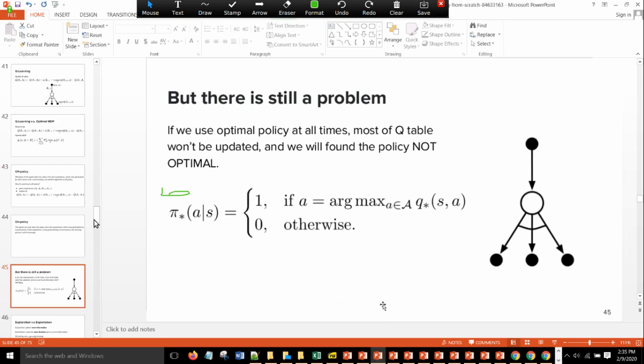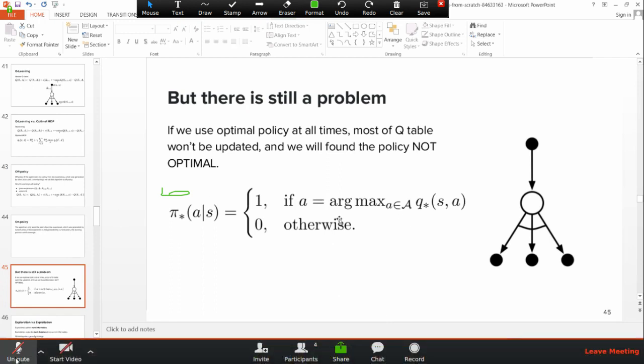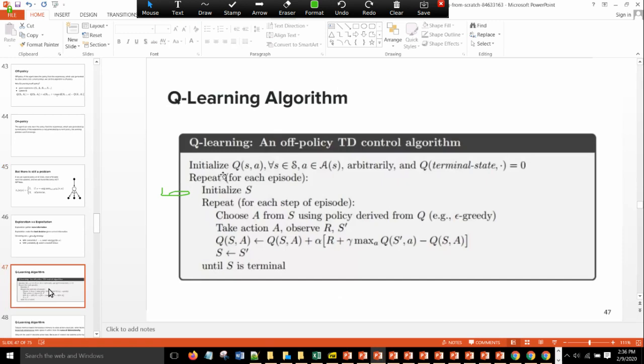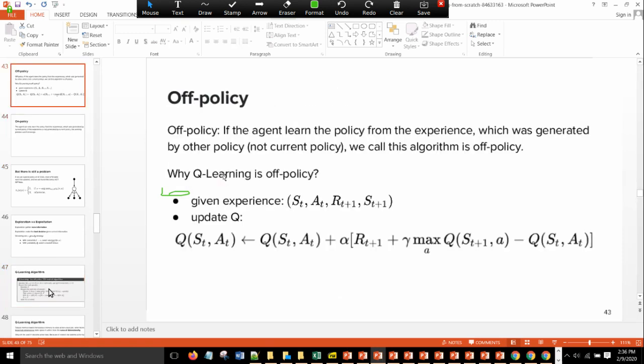If you use optimal policy at times, most of the Q table won't be updated. You will find the policy not optimal. So when we are using this off policy updation, what we will do?